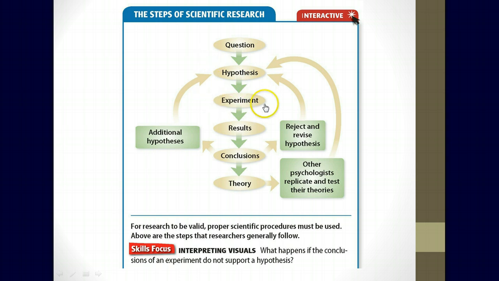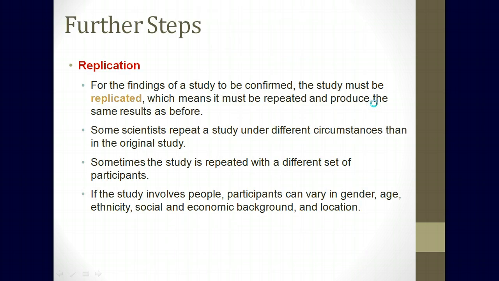Test your hypothesis. Analyze your results. Draw conclusions. If you were wrong, you either reject and revise your hypothesis, and that usually leads to, even if you're right, it usually leads to additional hypotheses. And then lastly, you can draw a theory from your experiment. And at that point, we get into the next two steps, known as, the first one is replication.